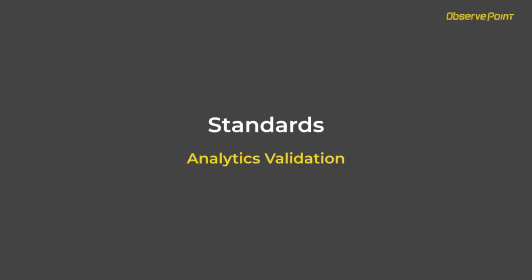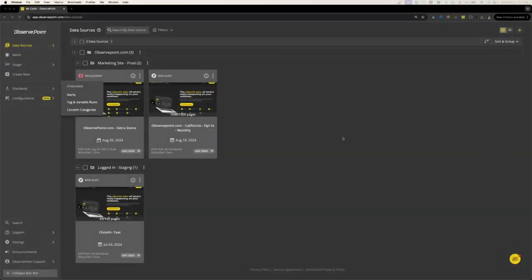This video will focus on standards in the ObservePoint platform and how they can help you to achieve implementation for this particular use. Going into the ObservePoint platform, on the left column you can see we have a series of what we call standards. These allow us to predefine expected results and to set up notifications around those results from our ObservePoint scans. For the purposes of analytics validation, the top two standards that you see here, alerts and tag and variable rules, are going to be more relevant. So we're going to focus on those for this video.